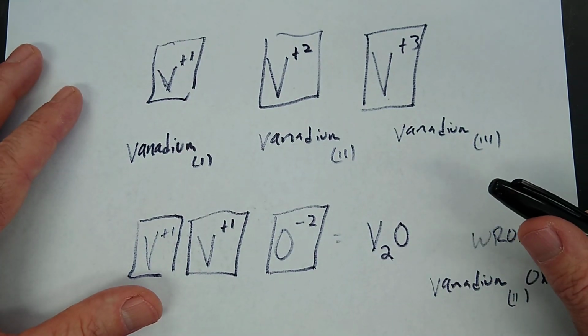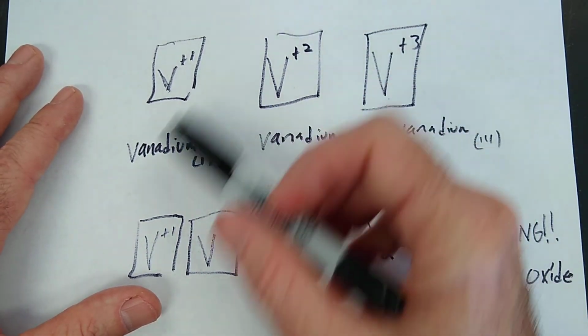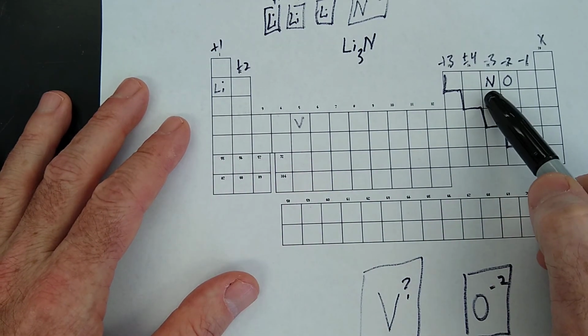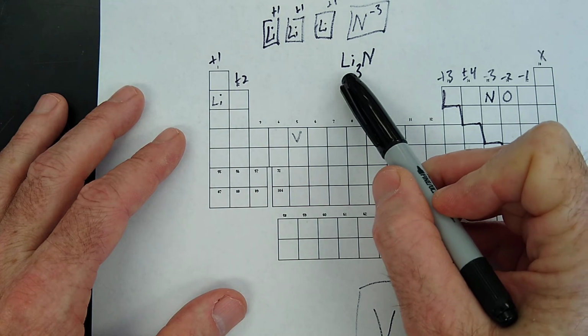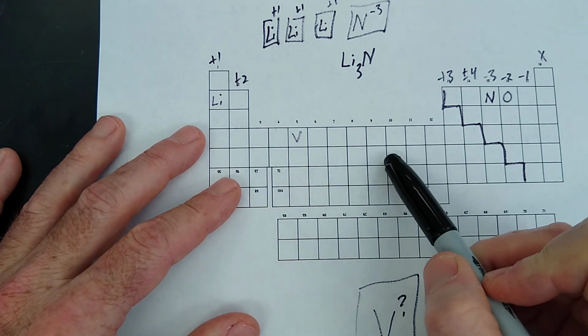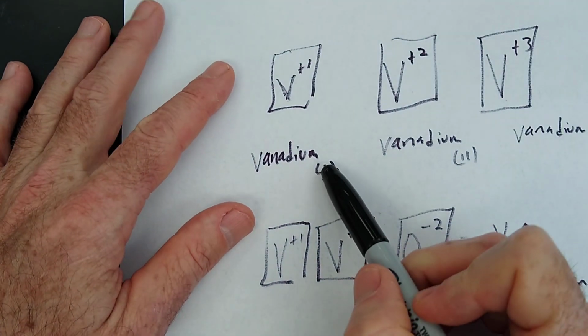So I'm going to give you a worksheet today, and the worksheet's going to have some simple formulas. Some of them will come from up here, and you'll say, oh, this is lithium nitride. And some will come from here, and then you'll have to use the Roman numeral.